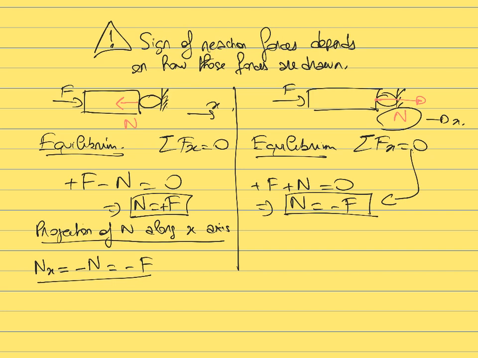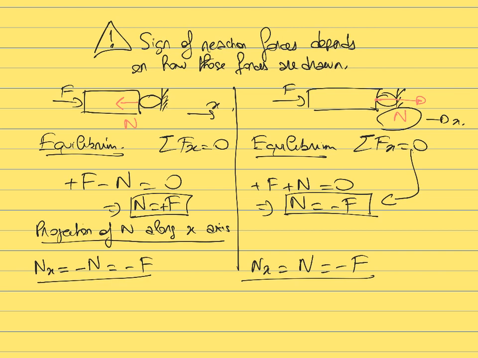Now let's do the same thing and calculate the projection of n on the x-axis for the second case. Because I have drawn n as pointing towards the right, the projection of n along the x-axis is just n, because it's already pointing in the same direction as the x-axis. And since n is now equal to minus F, again we find that the projection of n along the x-axis is minus F.